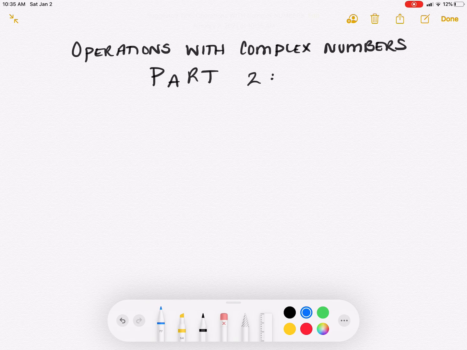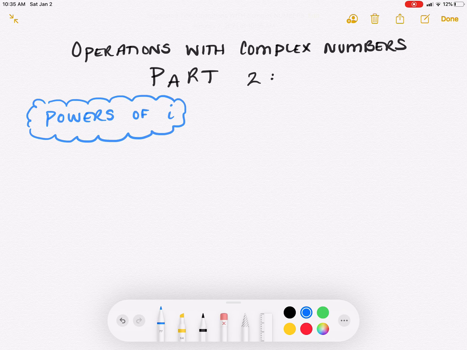We're going to continue our discussion of operations with complex numbers. So I'm going to title this part 2, and we're going to start by talking about powers of i. All right, so we know what to do when we have an i squared, but we need to also be able to simplify i to the third or i to the fourth. And I'm going to give you the goal right here. The goal is at the end of this, we're going to figure out what i to the 99th power is.